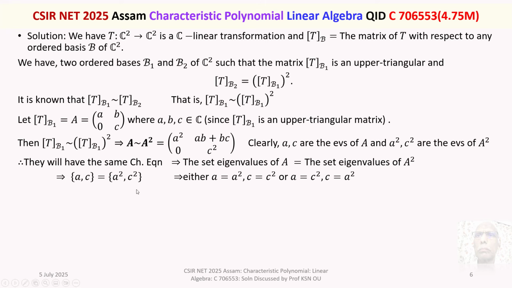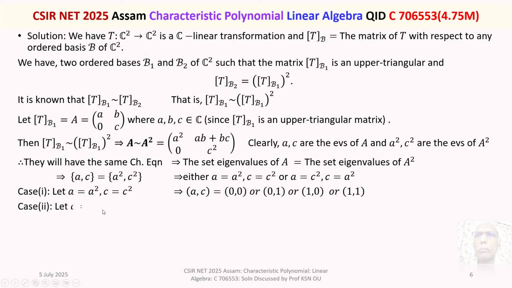Right. This implies either a equals a square and c equals c square, or a equals c square and c equals a square. So these are the two possibilities. Case 1: let a equal a square, c equal c square. Solving them, we get (a, c) equal to (0, 0), (0, 1), (1, 0) or (1, 1). It's very easy to get these values.